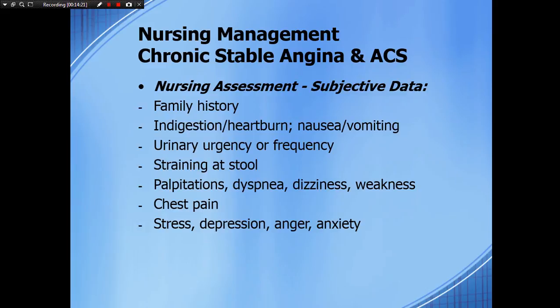We're going to also obtain the following health information related to pertinent functional health patterns. We're going to look at their family history of heart disease, sedentary lifestyle or tobacco use, or any environmental exposure to smoke. We're going to look at their nutritional components. Do they have problems with indigestion, heartburn, nausea, vomiting? Any problems with urinating or frequency or straining when they have a bowel movement?